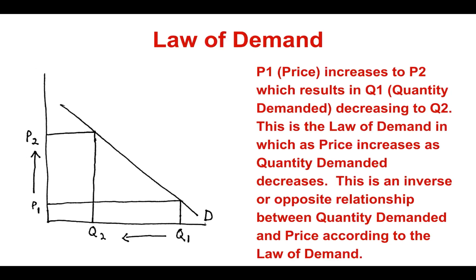As I basically discussed right there, P1 price increases to P2, which results in quantity 1, your quantity demanded, decreasing to quantity 2. This is the law of demand in which the price increases as the quantity demanded decreases. Again, this is an inverse or opposite relationship between quantity demanded and the price according to the law of demand.